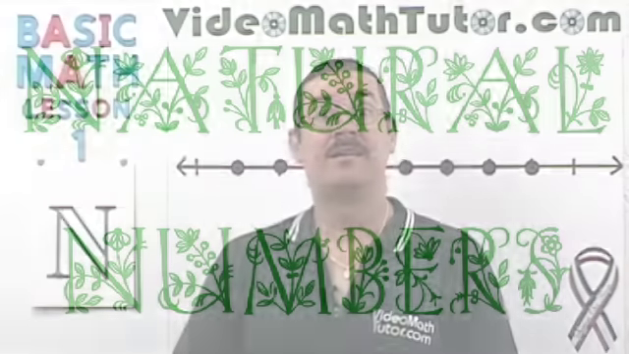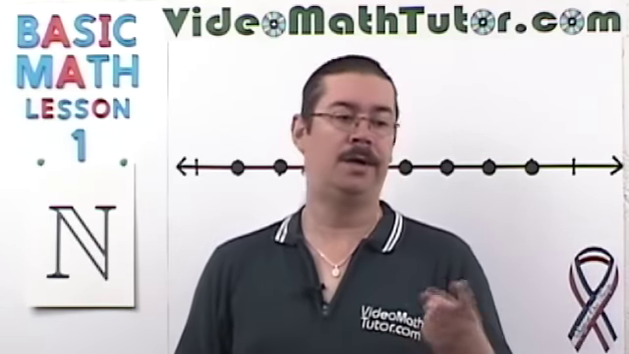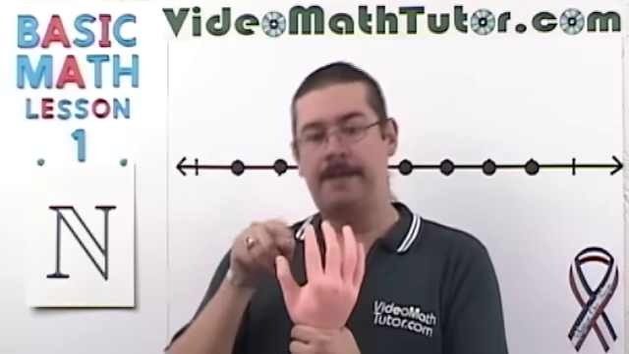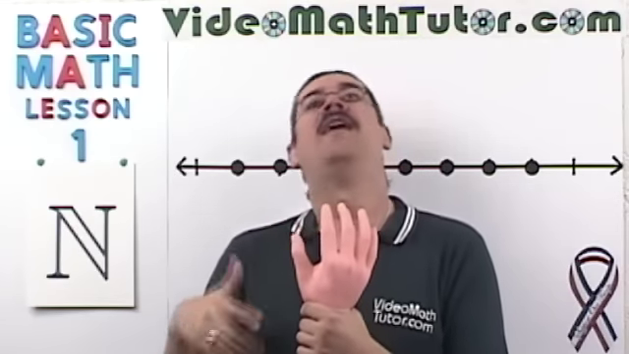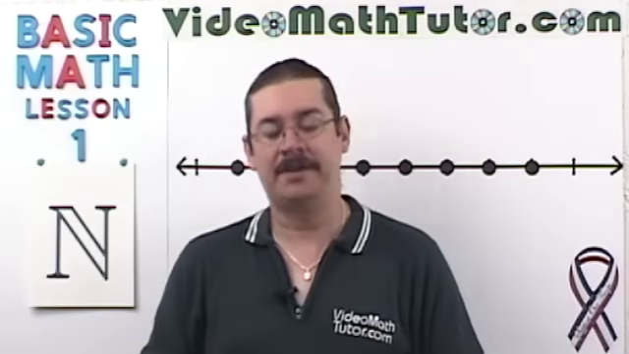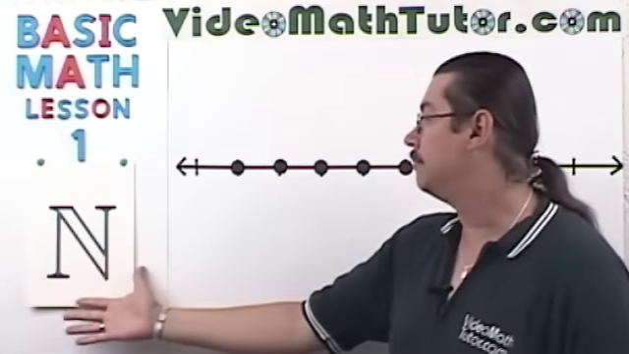Natural numbers. Natural numbers are the numbers you can count with. 1, 2, 3, 4, 5, 6, 7, 8, 9, 10, 11, 12, 13, 14, 15, and so on.